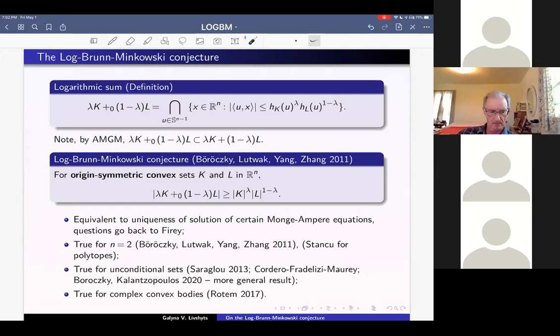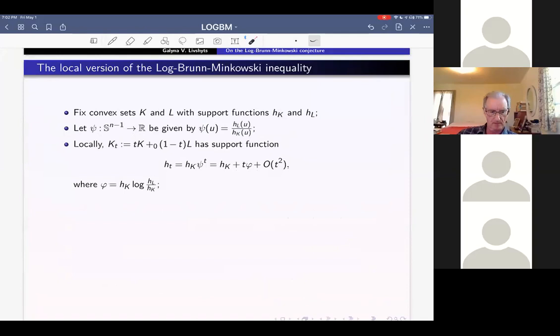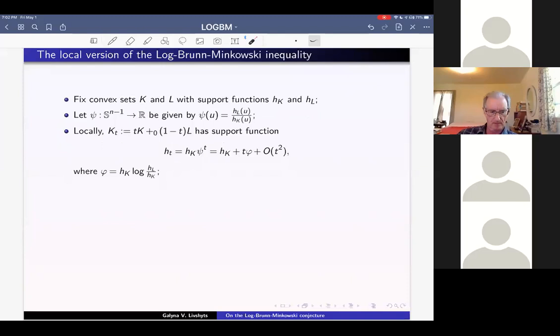Let's try to do the same thing that we did with Brunn-Minkowski, but now with Log-Brunn-Minkowski. Let's try to get from K into L. I don't have a picture here this time, but I can draw: we have K and we have L, and I want to get from K into L so that in the process in between, we get those logarithmic averages. So now instead of subtracting the support function of K from the support function of L, I divide the support function of L by the support function of K.